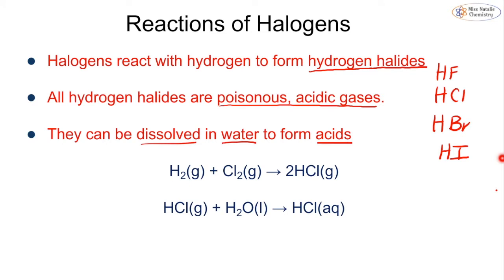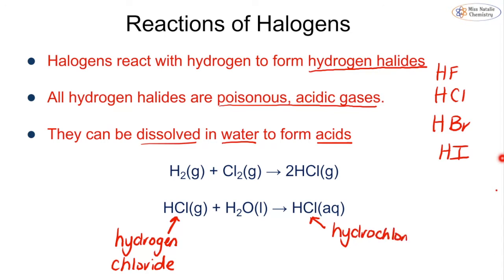So if we look at an example of hydrogen reacting with chlorine, we are going to make HCl with the state symbol of g. When HCl has the state symbol of g, we call it hydrogen chloride. And that is, of course, a gas. Now, when we take that same hydrogen chloride and we dissolve it into water, the state symbol does not change. It is still HCl, but the difference is we now call it hydrochloric acid. So please be aware that depending on the state symbol, you will have a different name for the hydrogen halide. So always check that. That's a common exam question that they like to ask.